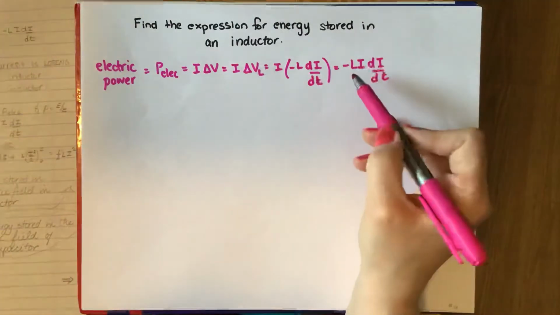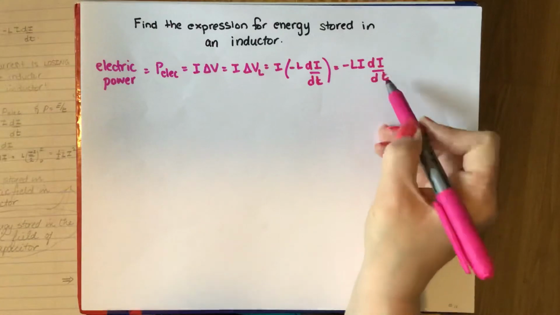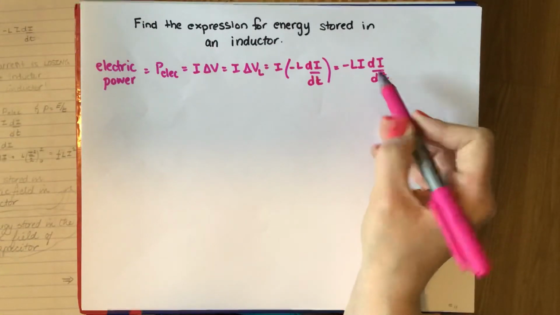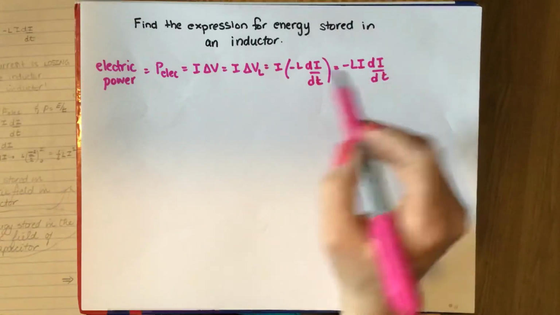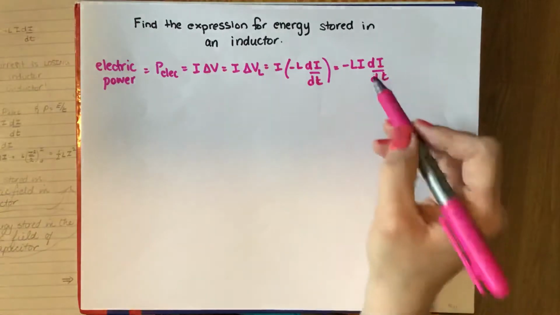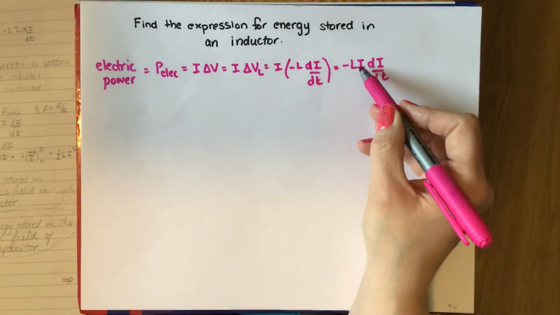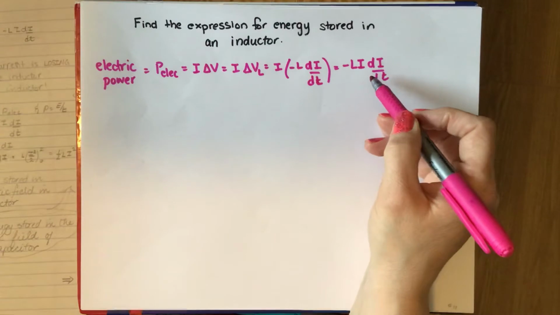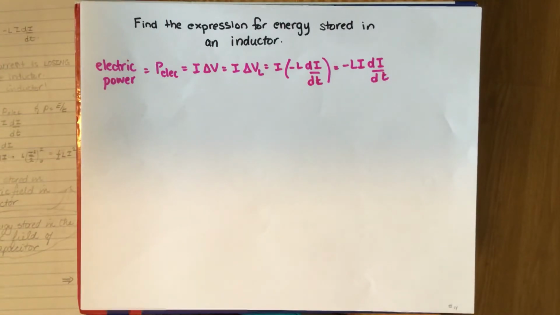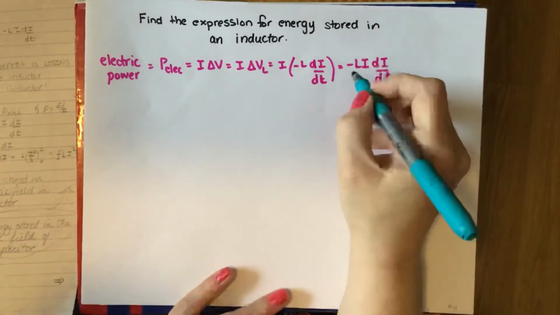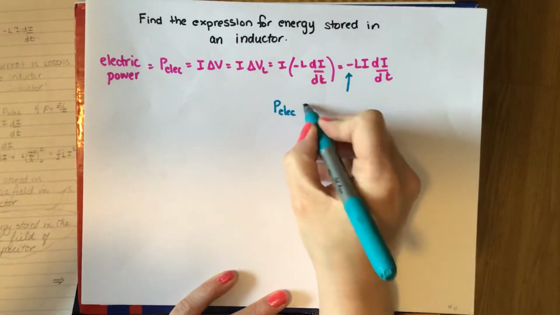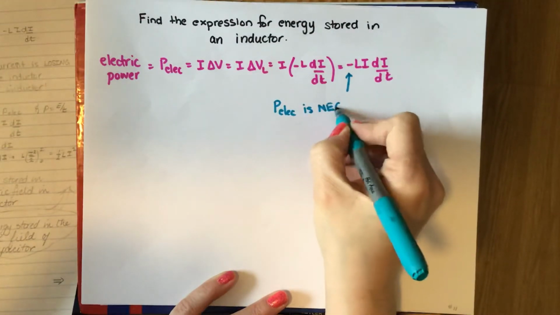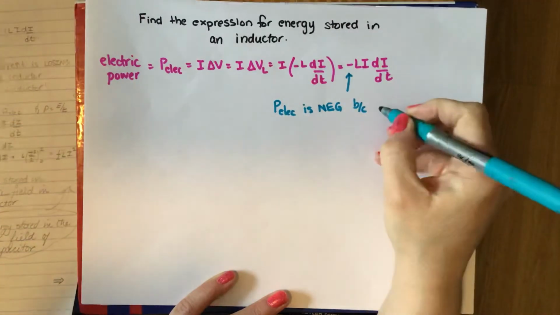This electric power is negative when the current is increasing. So if current increases, di dt is positive and the power is negative. That means that the circuit is losing power, because we found the power of that circuit element. It's losing power, but of course we know energy is not really being lost. It has to go somewhere. Where is it going? Well, it's going into the inductor. It is being stored in the inductor. So P electric is negative because energy is being stored in the inductor.